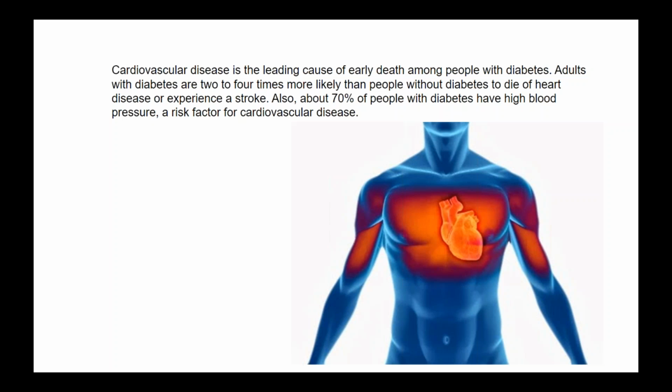Okay, now keep in mind, adults with diabetes are 2 to 4 times more likely than people without diabetes to die of a heart disease or experience a stroke. Remember, the stroke is with the brain, the heart attack is with the heart, right? Okay. Also, 70% of people with diabetes will have high blood pressure.